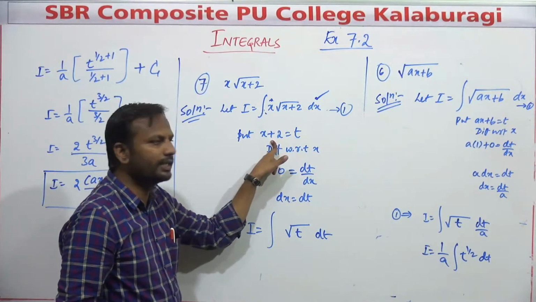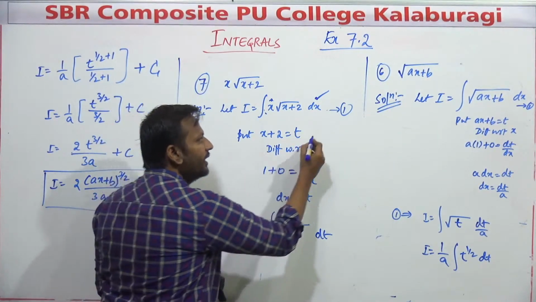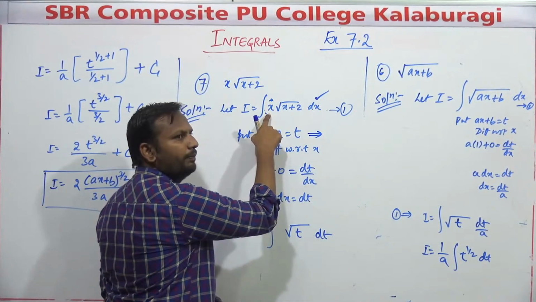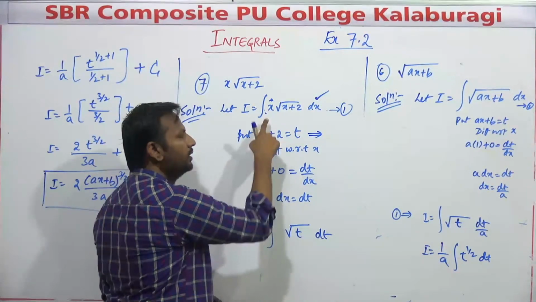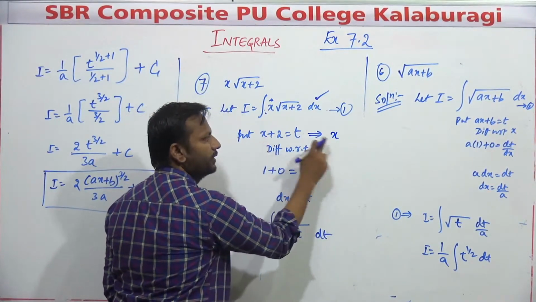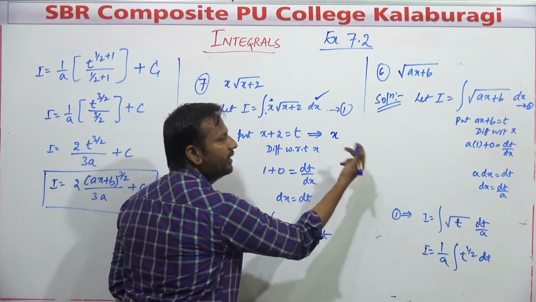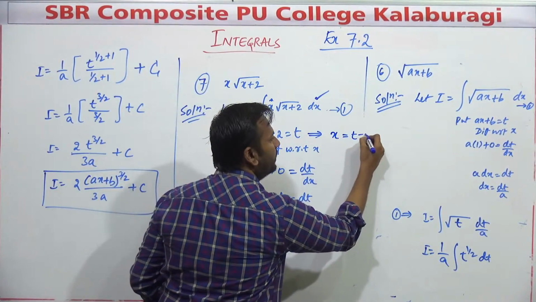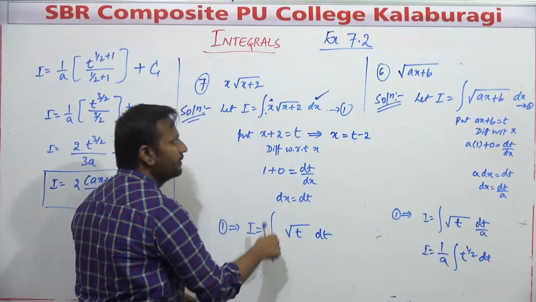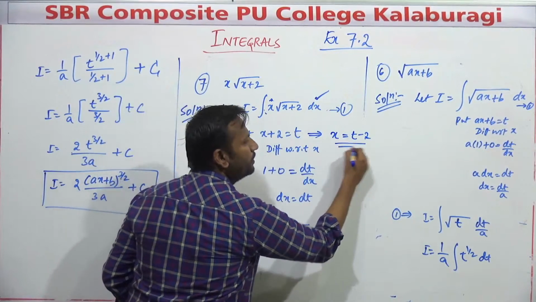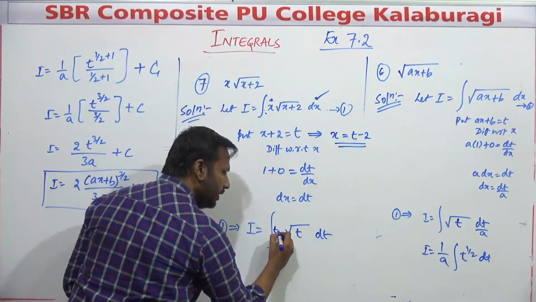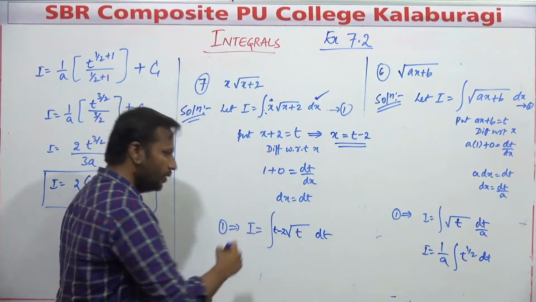How? We took x plus 2 as t, right? Whether we can simplify this further. I need x here, so I have to make this x in terms of t. Just send 2 towards the left side. x you keep here, 2 you send towards the left side. What happens? t minus 2 becomes x. Now x is left out here, write down there. Instead of x, what do we have now? t minus 2. Write down here.